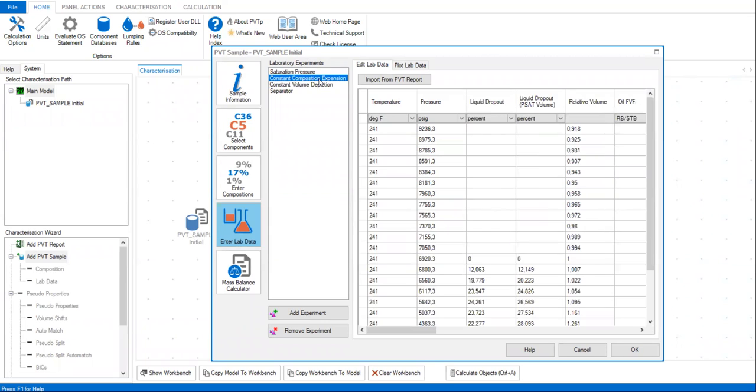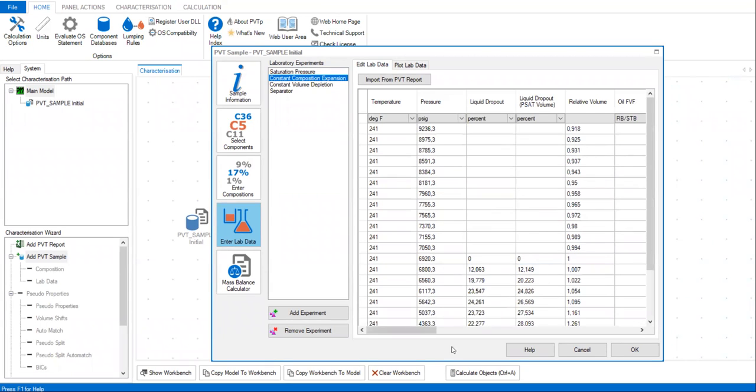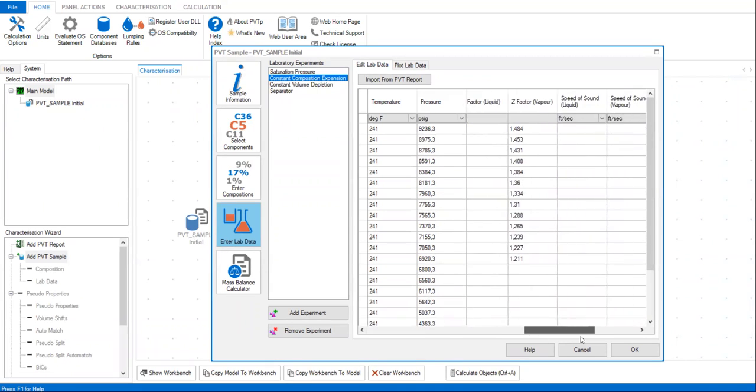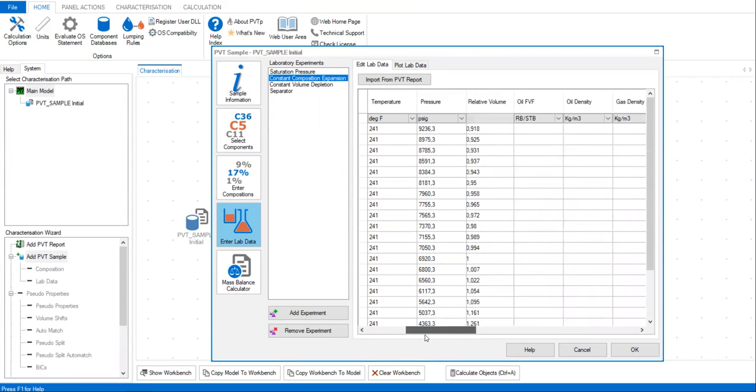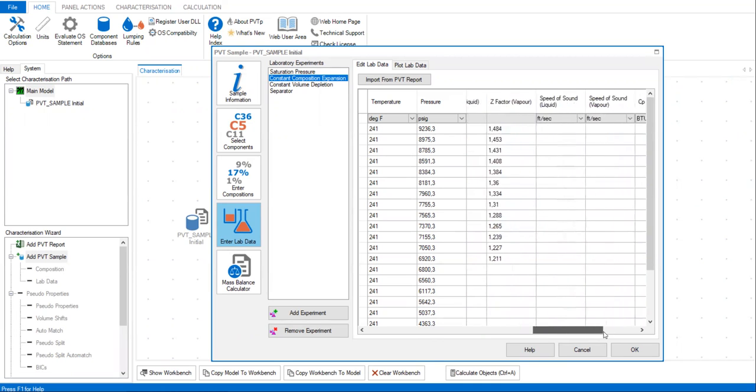Okay. And lastly, constant composition expansion. We have temperature, constant temperature, and pressure, liquid dropout. Liquid dropout at saturation pressure volume, the relative volume, and also the Z factor. Okay. In for pressure above the bubble point, above the saturation pressure.